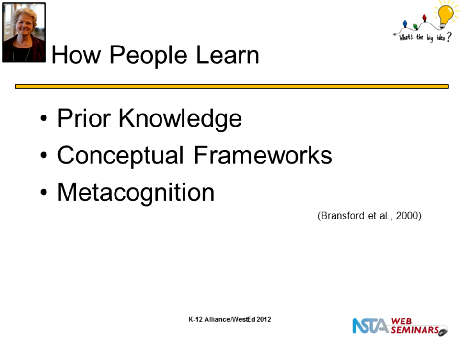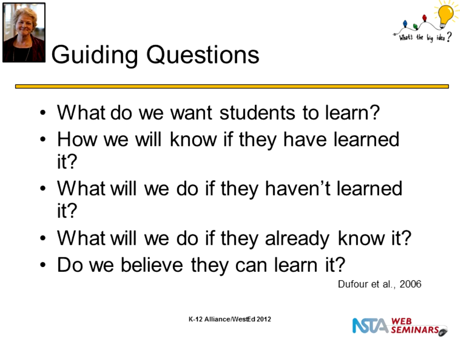This talk is really based on the second idea there. How do we help build conceptual frameworks so that kids have places to hang the knowledge that they're getting? In addition to the research from How People Learn, many of you have probably participated in professional learning communities, and these questions would be very familiar to you. What do we want kids to know? How do they know if they've learned it? What do we do if they haven't learned it? And what if they already know it, etc.